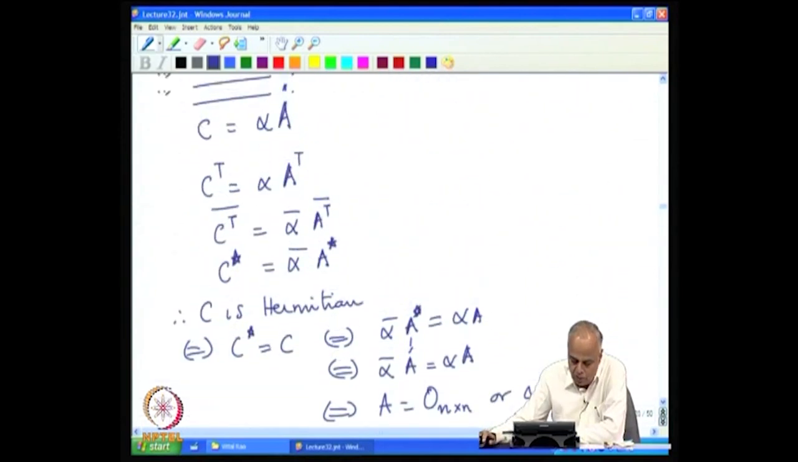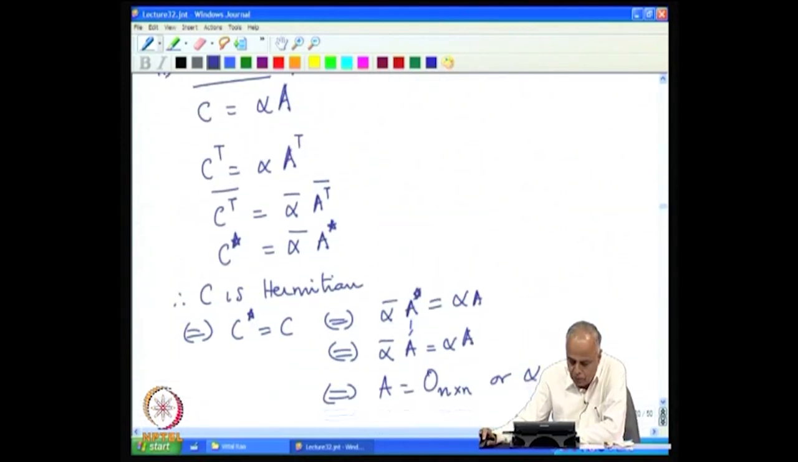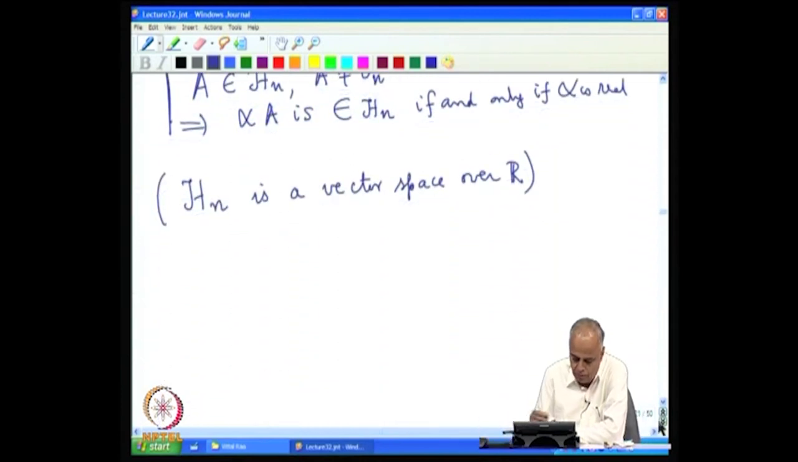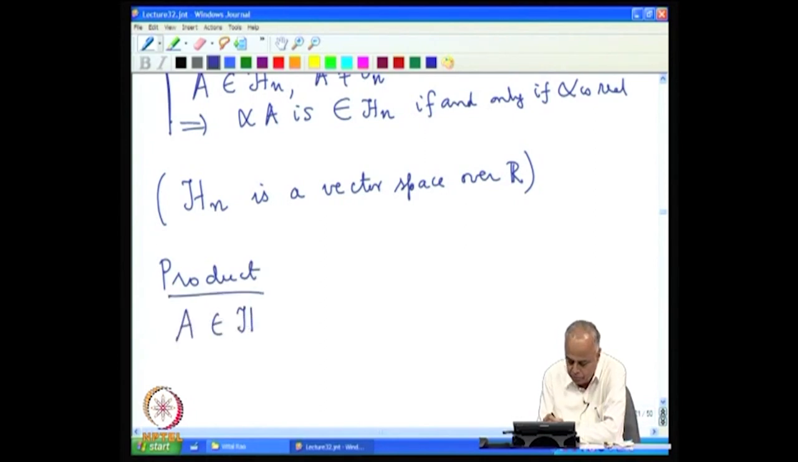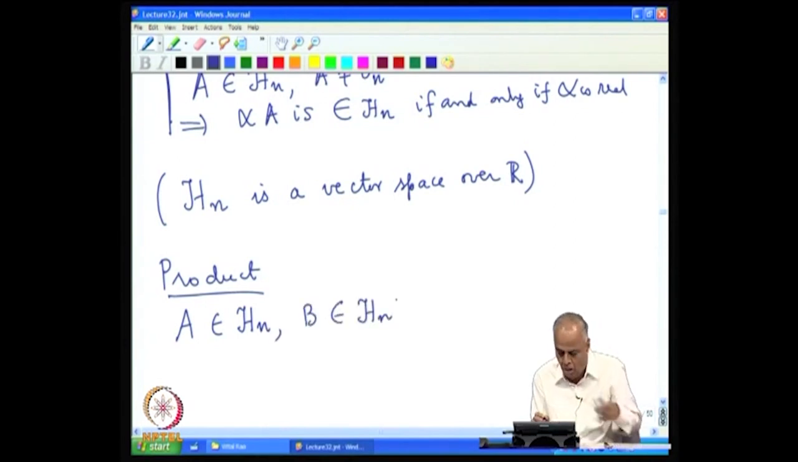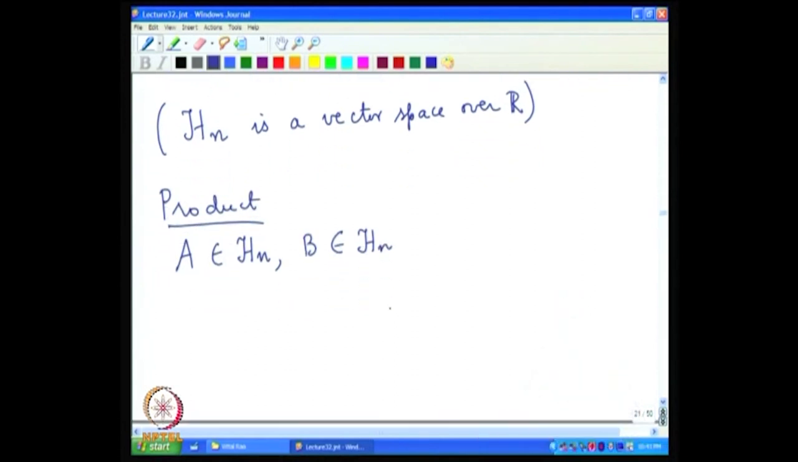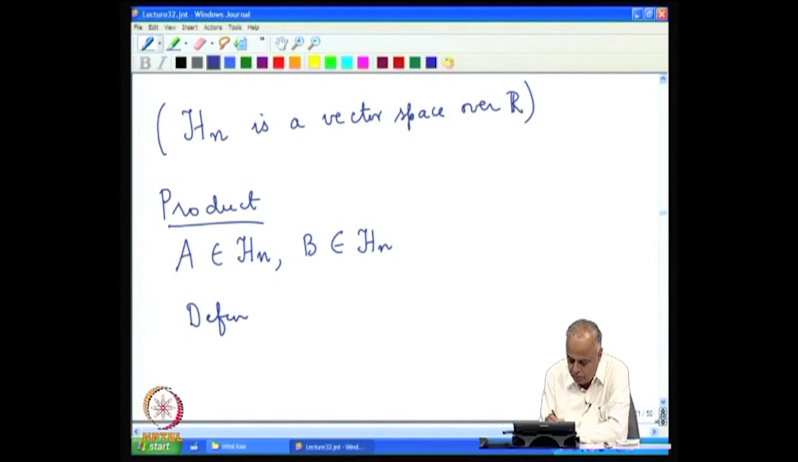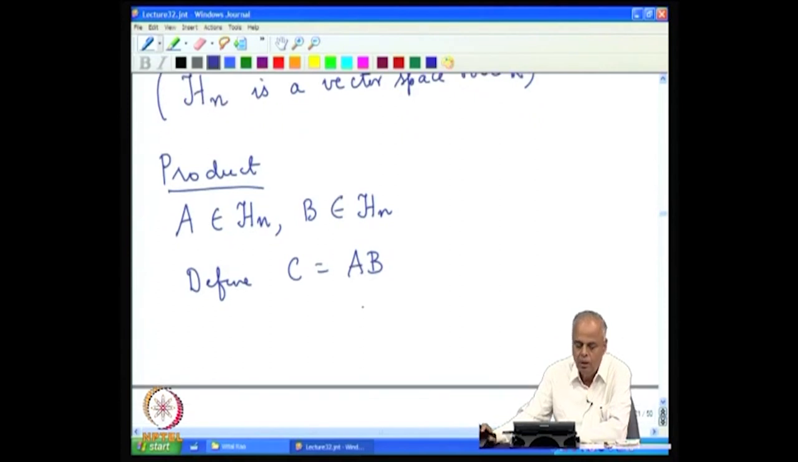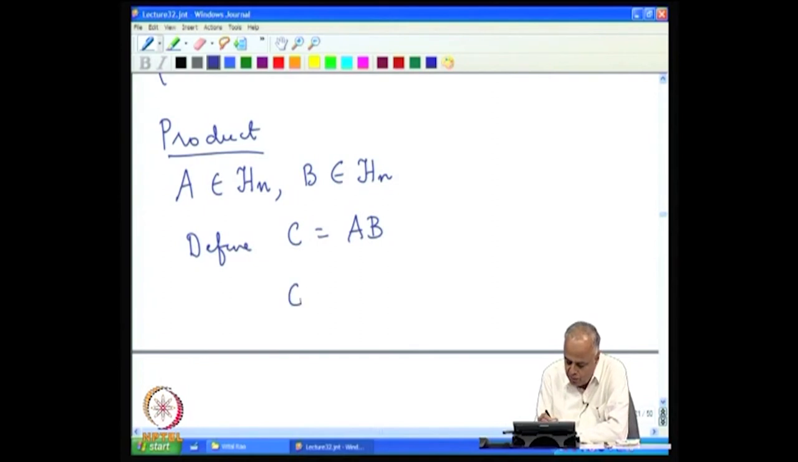The next property is, look at the product of two matrices. Suppose A is a Hermitian matrix and B is also a Hermitian matrix. Let us define C to be the product AB. So, we have two Hermitian matrices and we are looking at their product. What is C transpose? It is AB transpose.